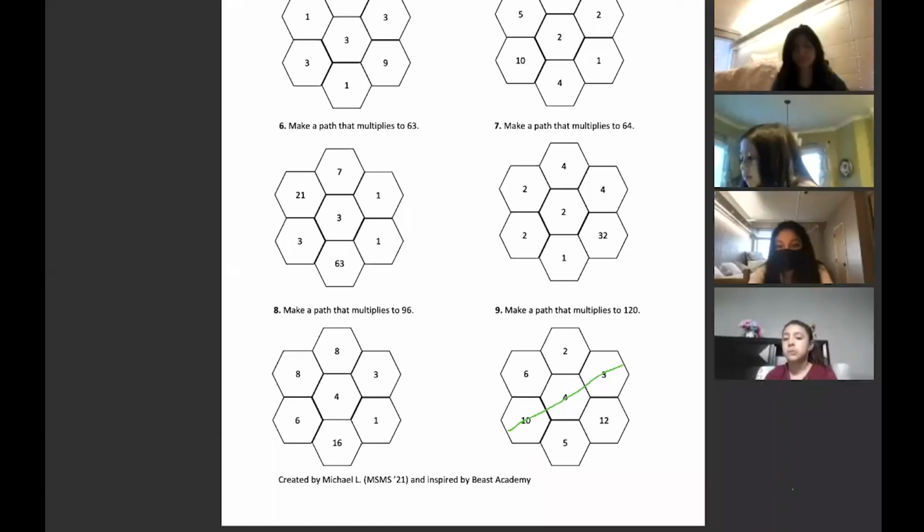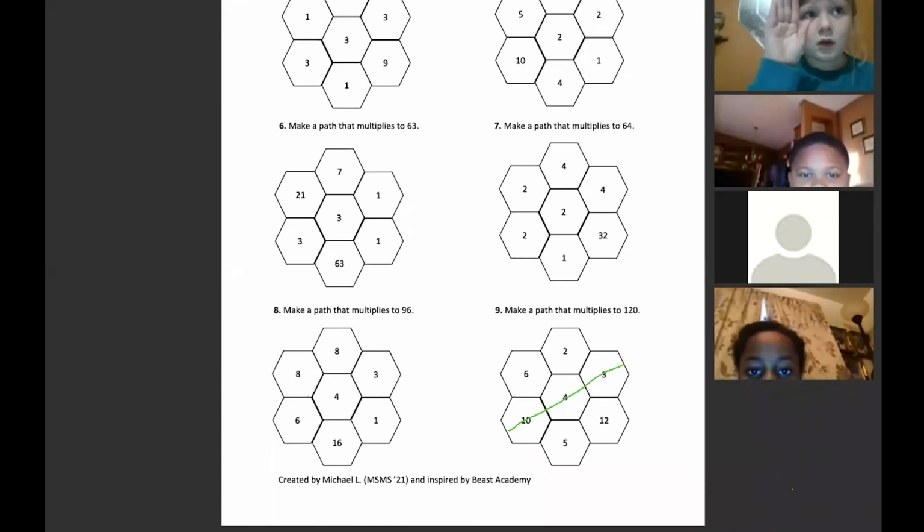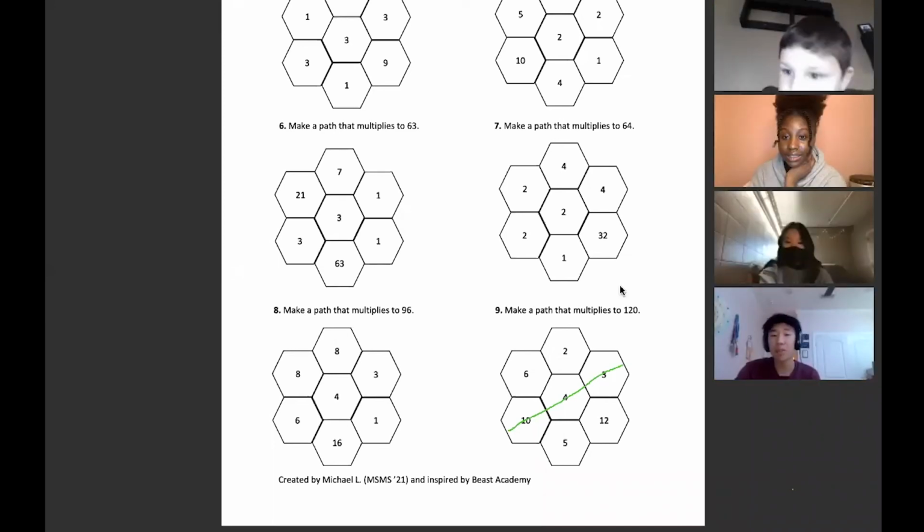Sean put for his 3 times 4 times 10. Will that work? Technically it is the same path, but since you're saying it backwards, it might count as another path. But can we look for different arrangements of hexagons?